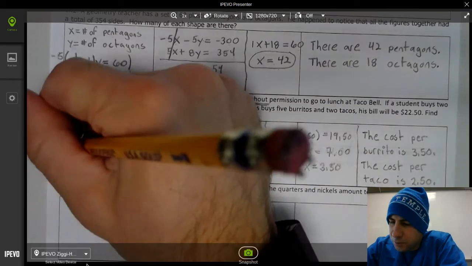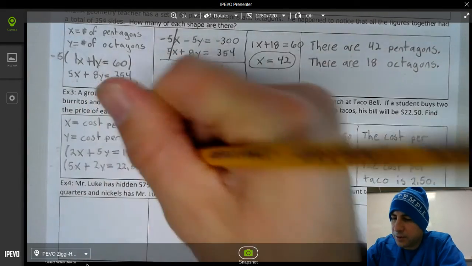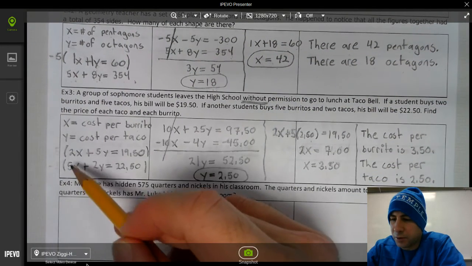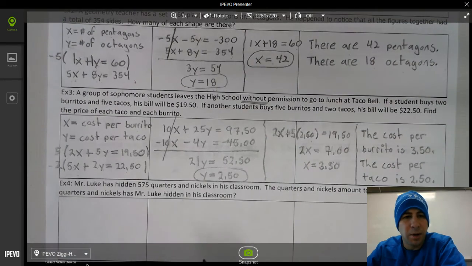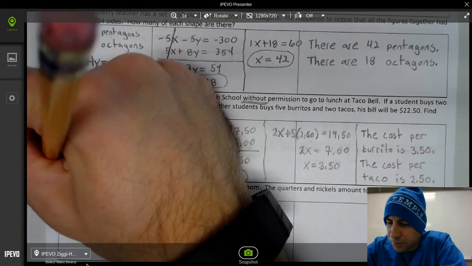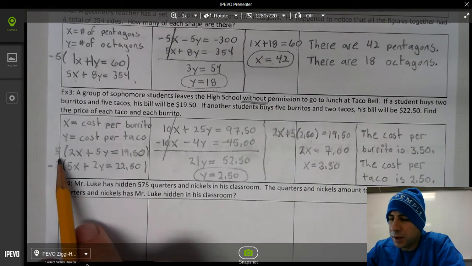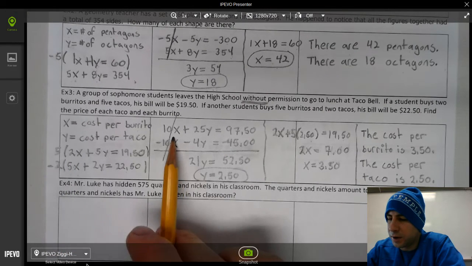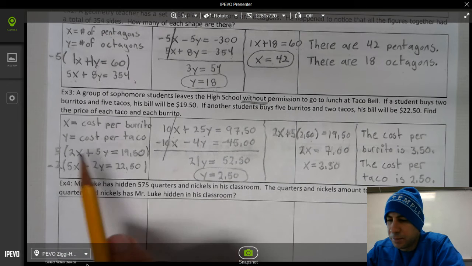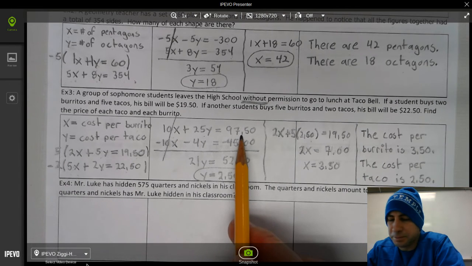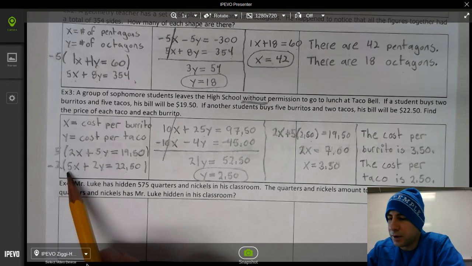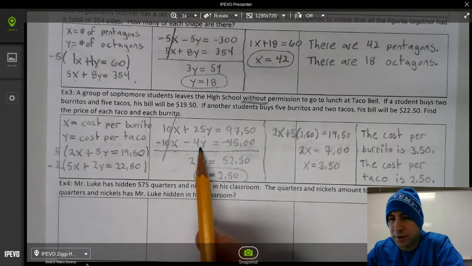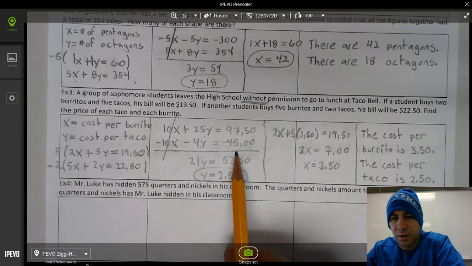In this case, we need to multiply both equations. We have 2 and 5, so the fastest would be to multiply the first equation by 5 and the second by 2, but one of these has to be negative. So let's make the second equation negative. We multiply the first equation by 5: 5 times 2x is 10x, 5 times 5y is 25y, and 5 times 1950 is 9750. Then multiply the second equation by negative 2: negative 2 times 5x is negative 10x, negative 2 times 2y is negative 4y, and negative 2 times 22.50 is negative 45.